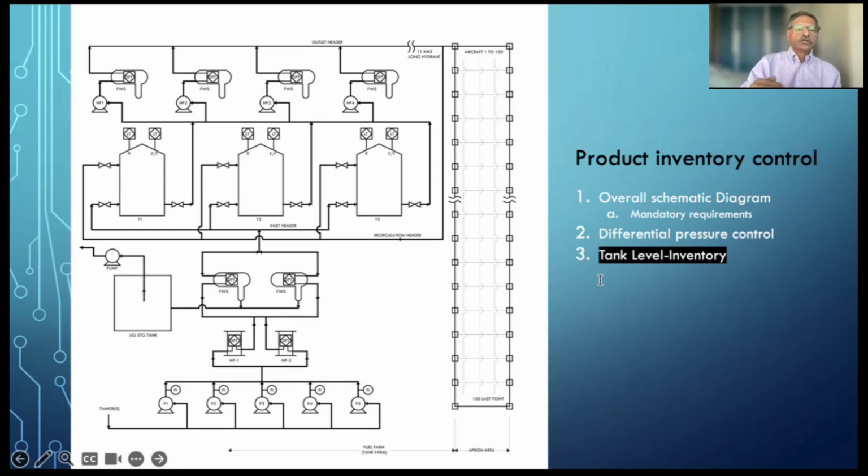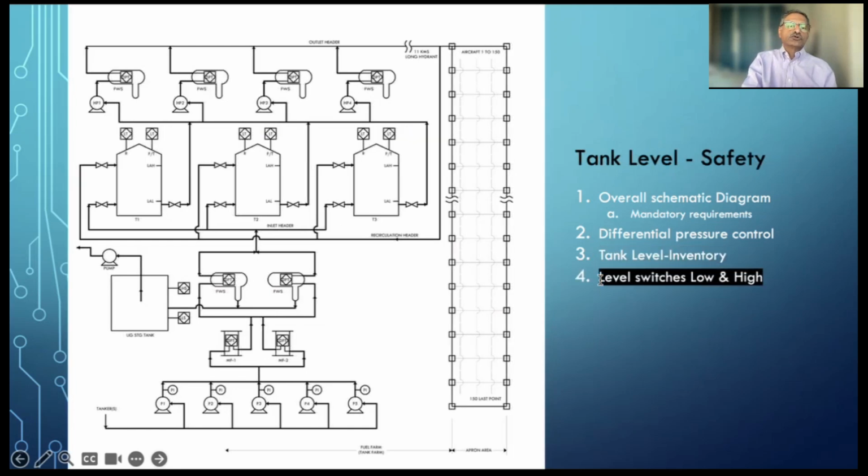So we have now, first we added differential pressure transmitters. Now we have added tank level inventory, level transmitters. All these green arrows where I have shown are the level transmitters on the top of the tank. Now go next level.